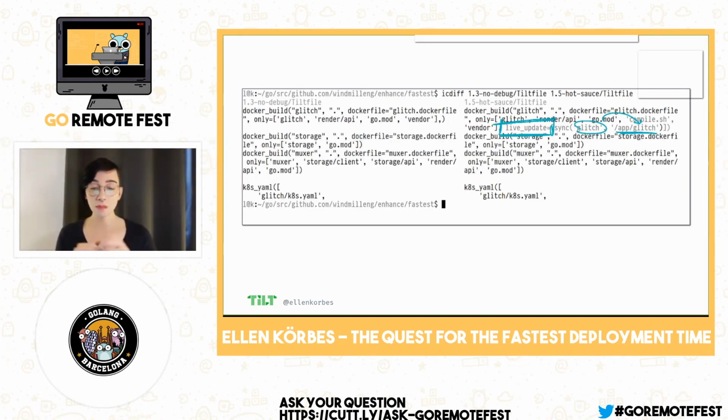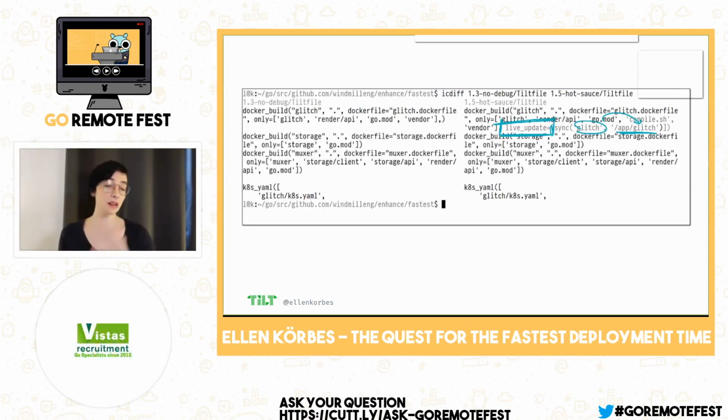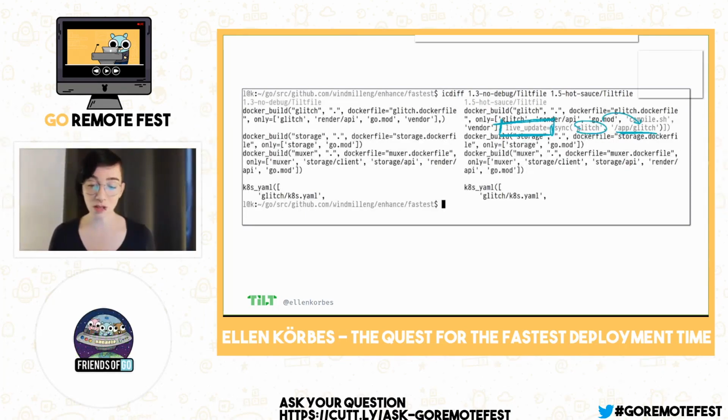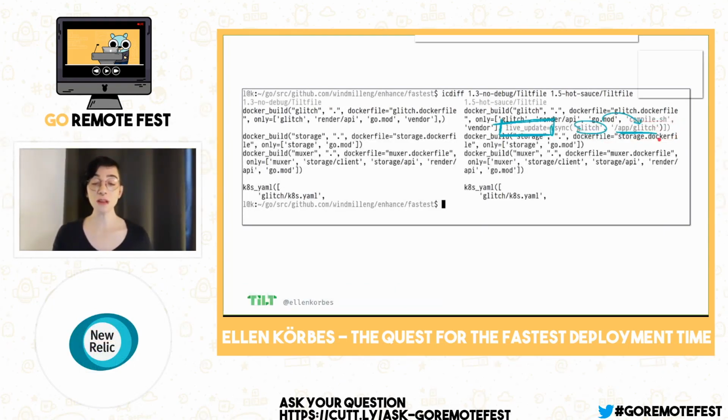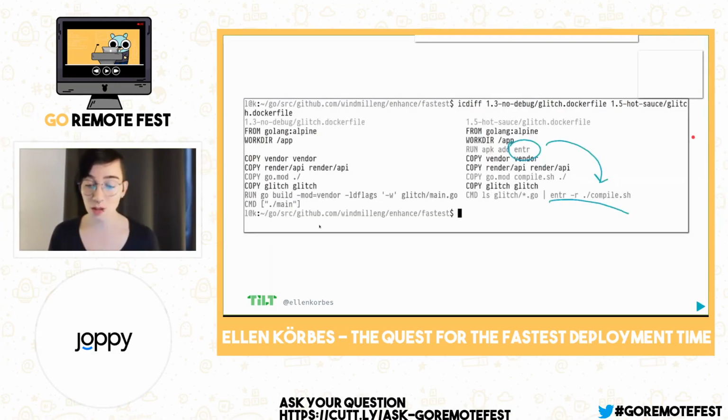So again, on the left side of this screen, I have my previous Tilt file. On the right side, I have my new one. So this looks a bit full of stuff on the screen, but it's actually simpler than it appears. What's happening now is I'm live updating the glitch directory from localhost to the glitch directory in my container. I'm just making sure that whenever I change something locally, that gets reflected on the container. And then I'm going to have this compile script. Let's get to the compile script in a bit.